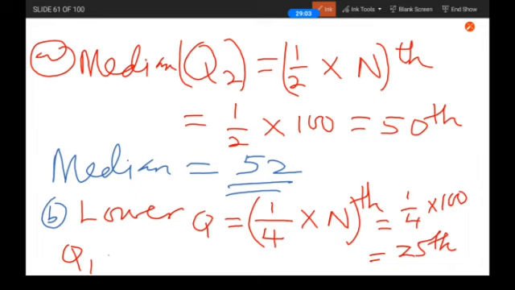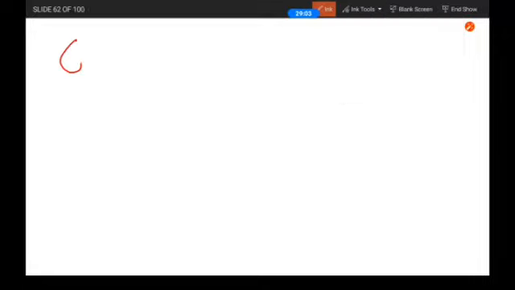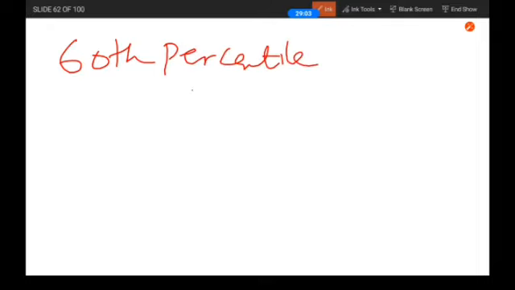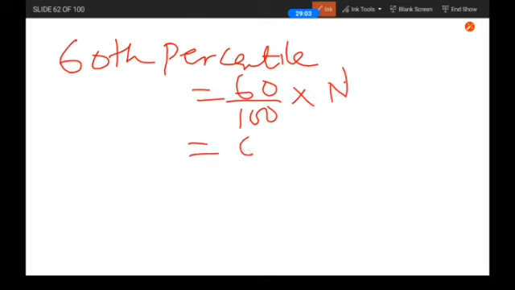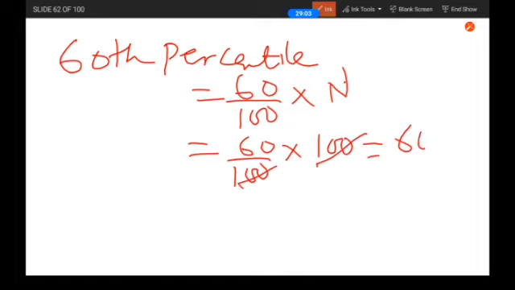So that is Q1. So if you write, this one becomes Q1 equals 39. And that is it. The last one says you calculate the 60th percentile. Now 60th percentile simply means 60/100 times n, and in this case 60/100 times 100. Is that okay? And that is also 60th.